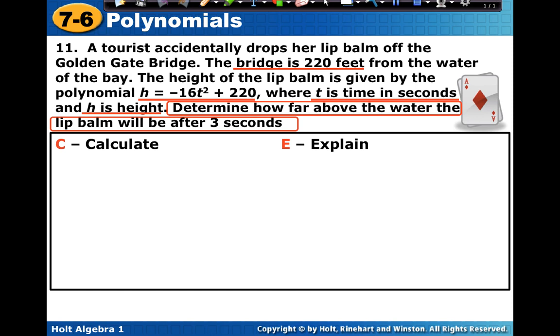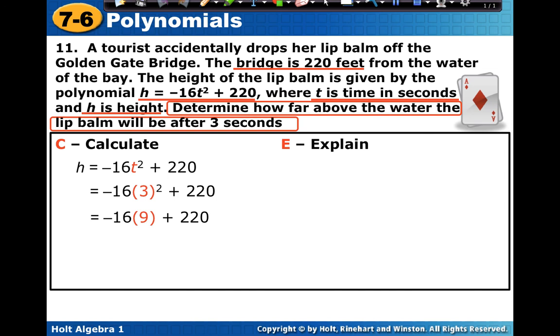All right, now we're actually going to find the answer to this. So basically, instead of t, they're saying, what is the h whenever t is 3? So everywhere we see a t, we're going to put in 3 for 3 seconds. So we're going to say negative 16 times 3 to the second power plus 220. Make sure that you do your exponents first. So 3 squared is 9. Do not multiply and then square. Make sure you square and then multiply. So then we're going to say negative 16 times 9 is negative 144, plus 220 is 76.